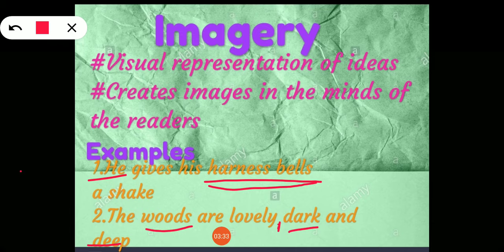By reading this line, we can imagine how the forest might be. As the trees are very dense and thick, it will look very green and lovely to see, and it will be very dark inside. By reading this line, we can have an imagination in our mind of how the forest might be. Can you understand? This is what creates a visual representation of ideas in our mind. That is called imagery.